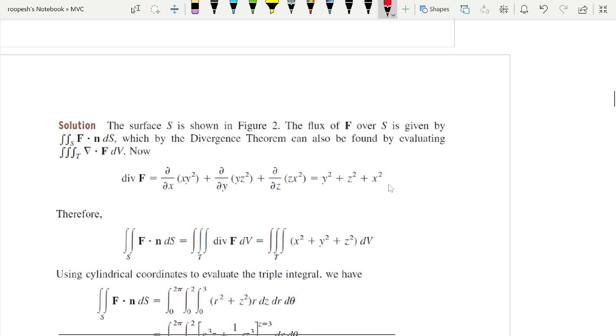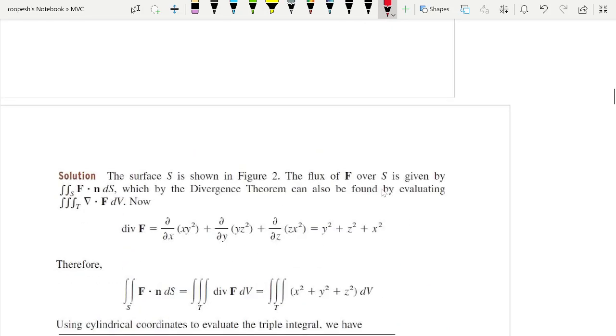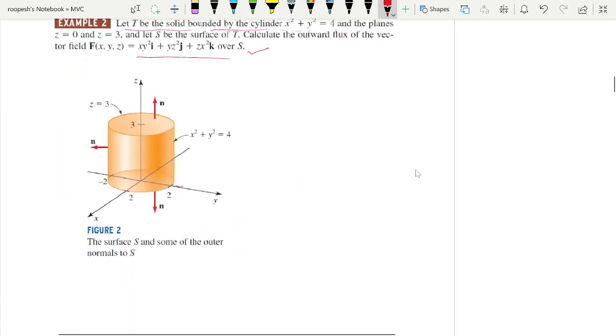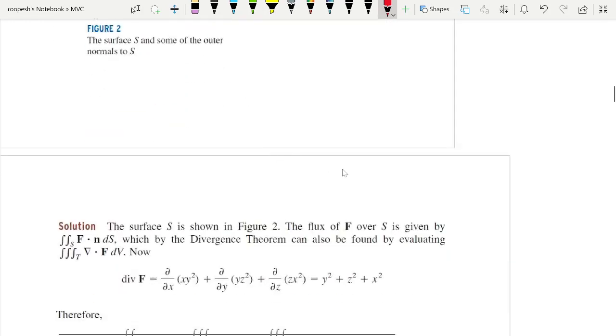So here the surface S is shown in figure 2. See, this is the orange colored one, right? This is going to be the surface. The flux of F over S is given by the double integral over S of F dot n dS, which by the divergence theorem can also be found by evaluating the triple integral over T of del dot F dV.